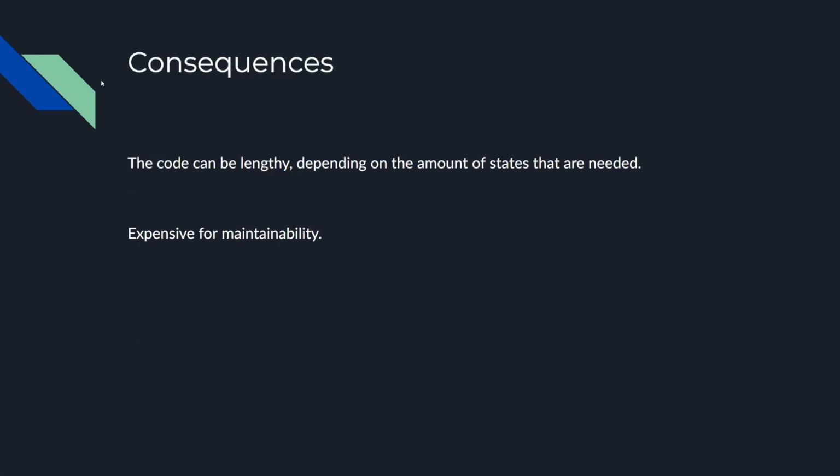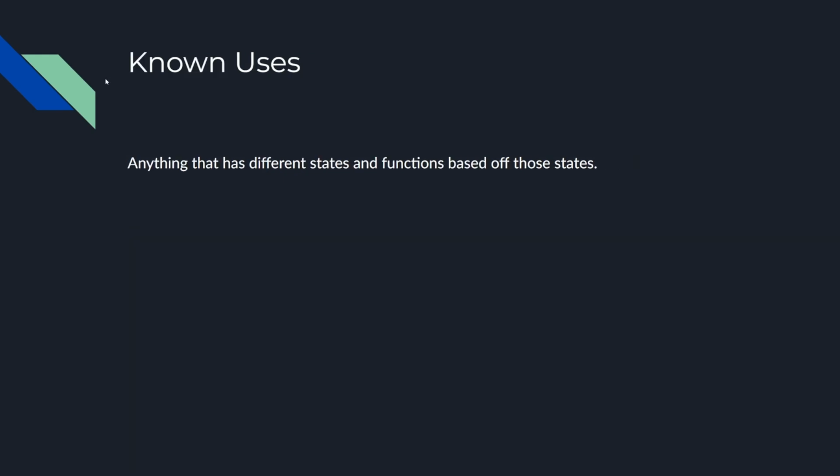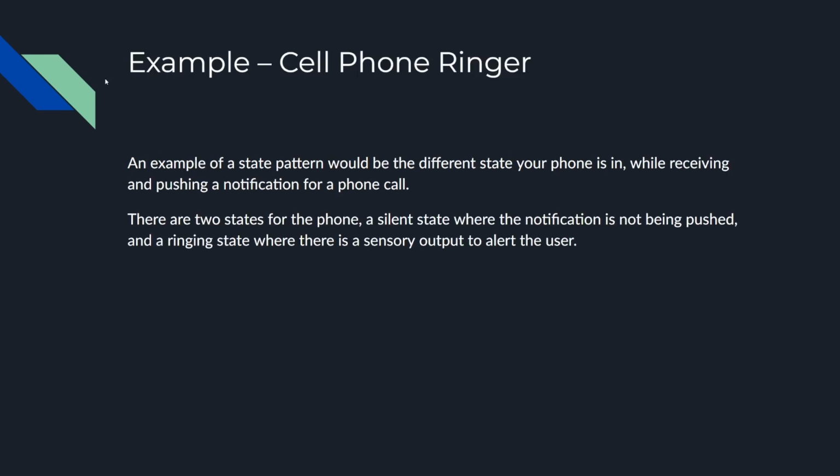Some consequences of it are, for example, let's take that 50 states again. That code's going to be pretty lengthy because then you have to code out each class of each state. But yeah, that just depends on the amount of states that are needed for your code. And then also for new objects, it is expensive for maintainability. And some known uses are anything that has different states and functions based off of those states. For example, TV remotes, vending machines, and the example that I'm doing, a cell phone ringer.